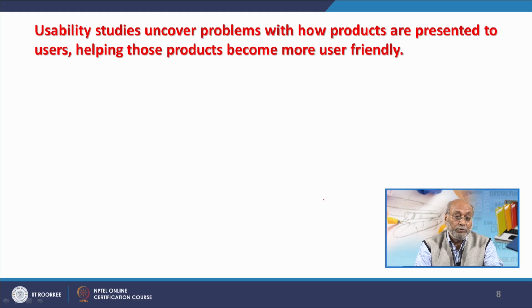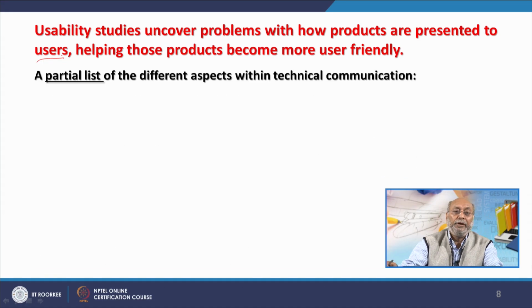Whenever we are having some study or research, the purpose is to uncover problems with products, how products are presented to users, helping those products become more user friendly. So, if I am delivering a lecture, I should be able to communicate the topic which I have chosen to the audience, or if I am writing a manuscript, then I should be able to communicate. So, the user here may be the audience, the user may be the reader also.